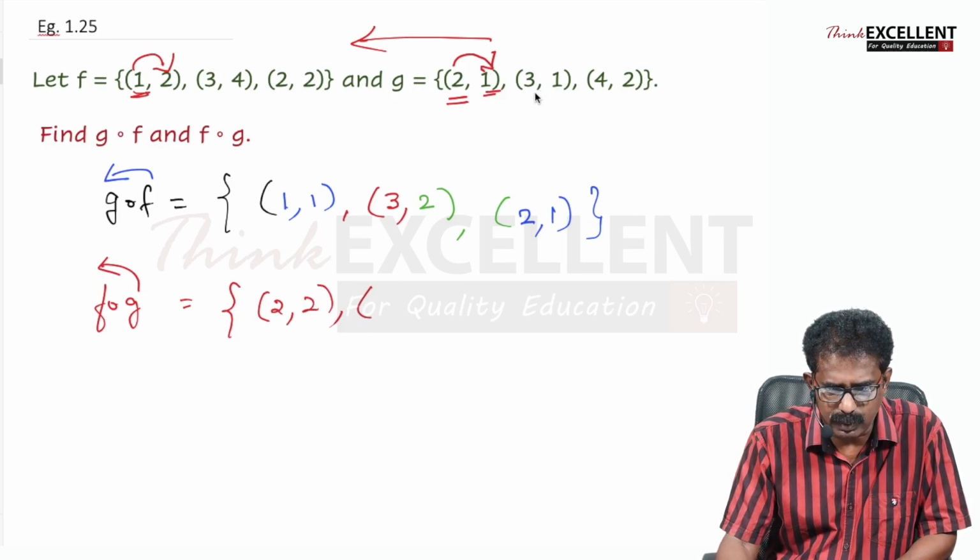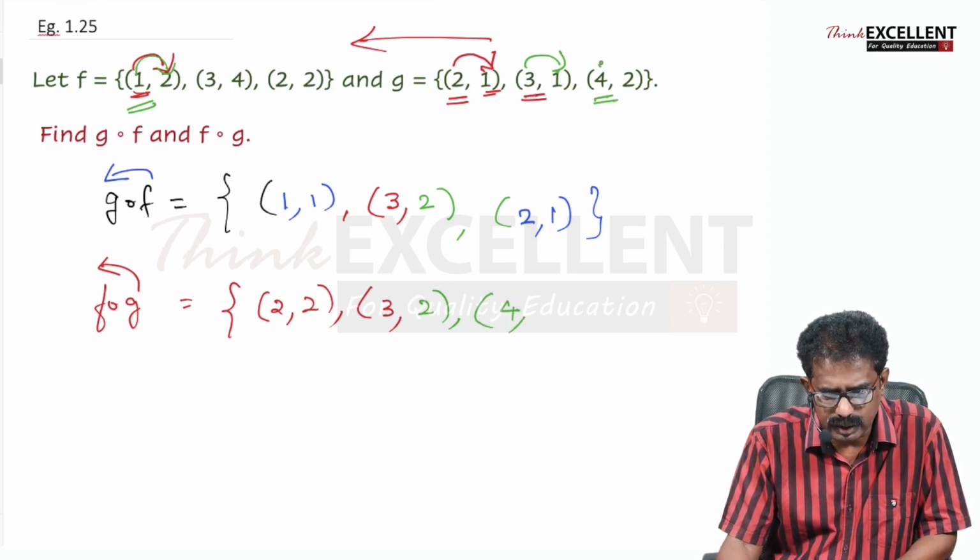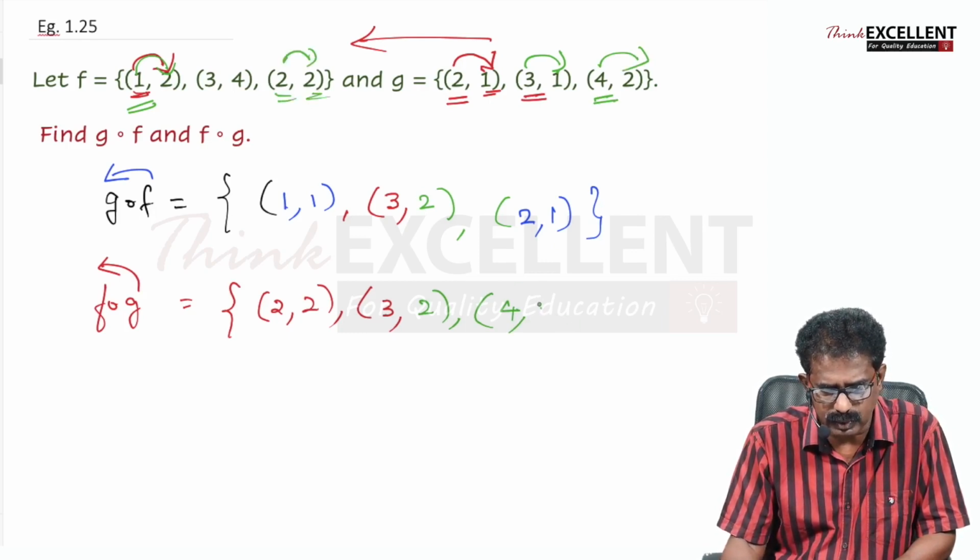In G, what's the second number? 3. So take 3. 3 is related to 1, and that 1, you see, same thing again. 1 is related to 2. So here also 2. Take the third number. What's the third number? 4. 4 is related to 2, and that 2 is related to 2, right? So that 2 is your answer.